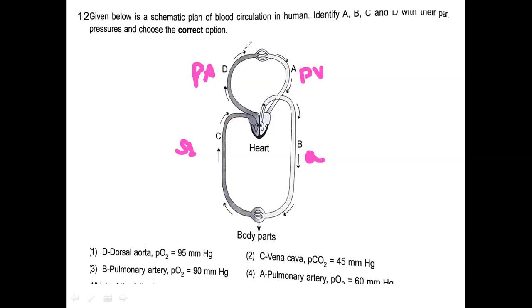After identification, choose the correct option that's given below. So B is the pulmonary artery. Yes, this is going for the lungs oxygenation. C is vena cava, 45 carbon dioxide. D dorsal aorta, 95 mm of Hg.